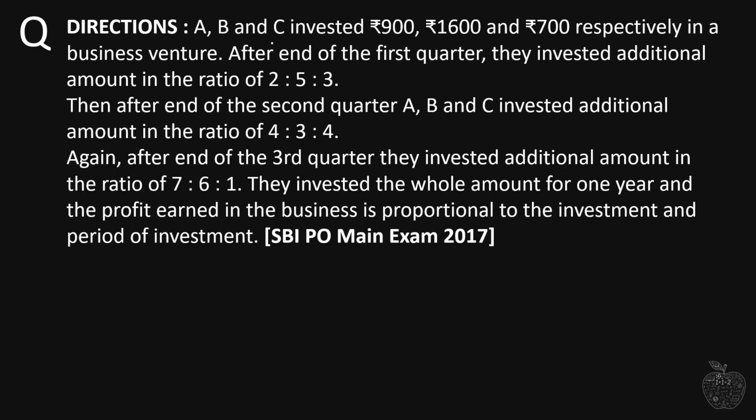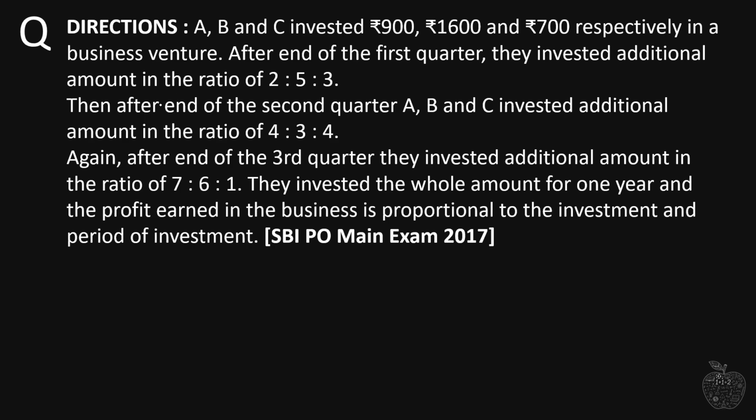We are given that A, B and C invested 900, 1600 and 700 respectively in a business venture. After end of the first quarter, they invested additional amount in the ratio 2:5:3. Then after end of second quarter, A, B and C invested additional amount in the ratio 4:3:4. Again, after end of the third quarter, they invested additional amount in the ratio 7:6:1. They invested the whole amount for 1 year, and the profit earned in the business is proportional to the investment and the period of investment.